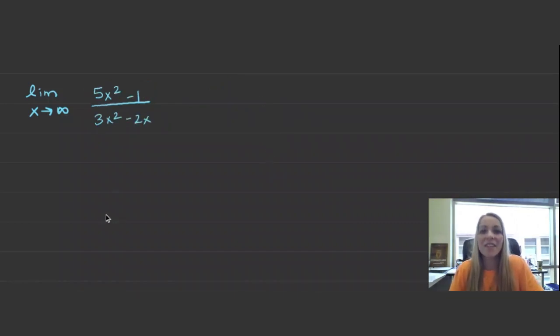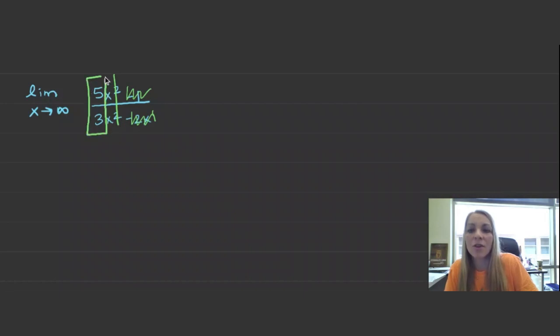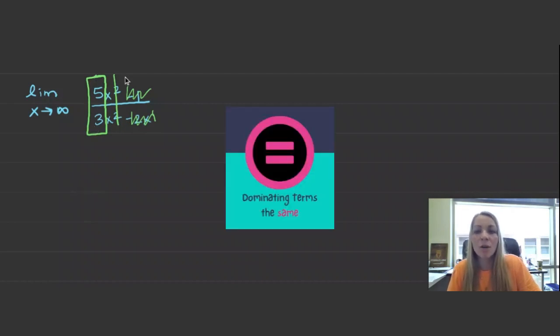Okay, let's take a look at this problem. If we use the second method, we can look at what dominating terms don't matter. The dominating term on the top here is going to be this x squared term, so I can just ignore this constant term. The dominating term here is also going to be this x squared term because that dominates over that x to the first power. So what I'm left with is this, and x squared divided by x squared will make a 1. So my limit as x approaches infinity is just 5/3. What we're finding here is that when my dominating terms are the same, we can look to the coefficients.